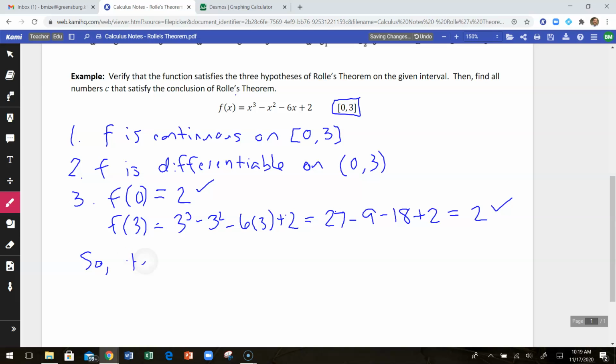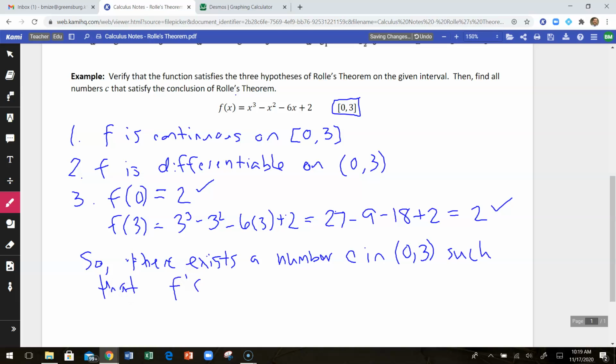So there exists a number c in the open interval from 0 to 3. So c is not going to be at the endpoint. There exists a number c in the open interval from 0 to 3 such that f prime of c is equal to 0.